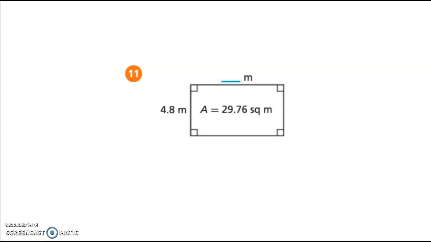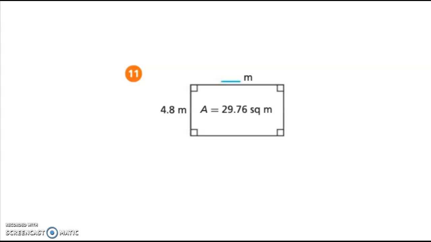All right, you are ready for our assignment. Our assignment is going to be in Think Central today. I wanted to bring your attention though to a problem right here. If you look at the screen, I have 4 and 8/10 for my width. My length is missing, but for my area, I have 29 and 76/100 square meters. Now I want you to look. Both of my width and my area have a decimal in them.